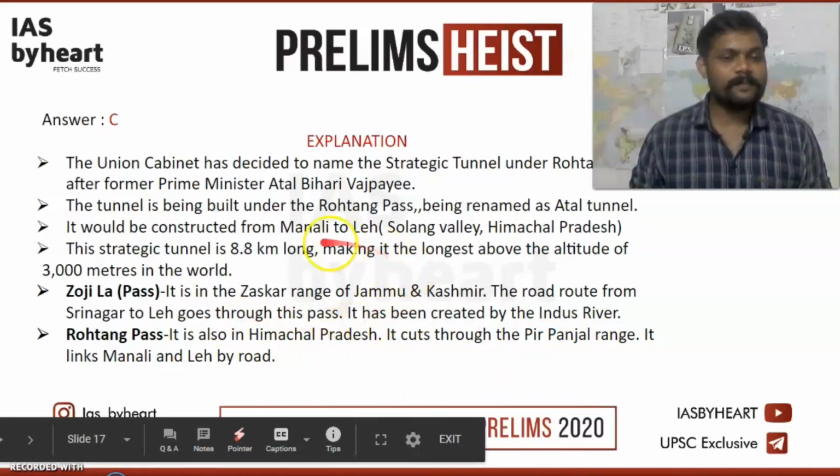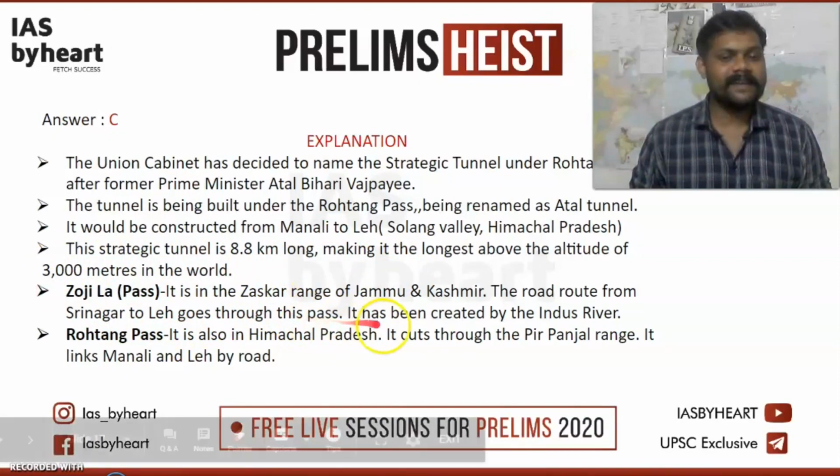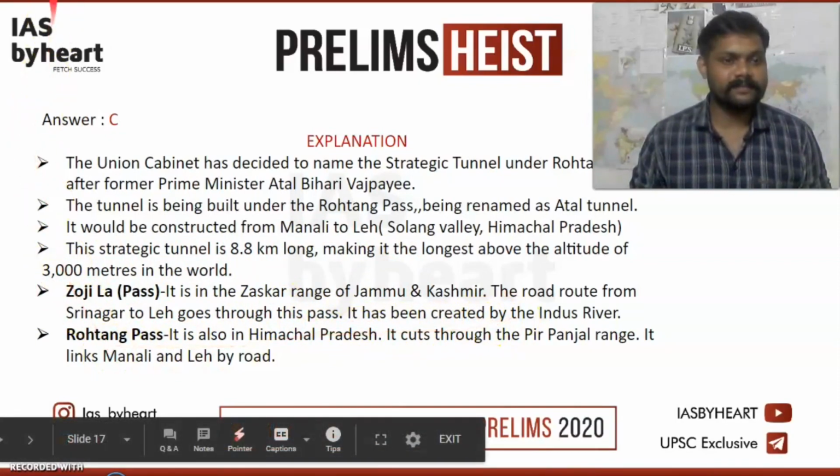But this Zojila Pass is in the Zanskar range of Jammu and Kashmir. It has been created by the Indus River.